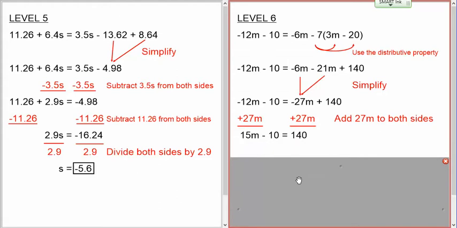That'll give me 15m minus 10 equals 140, because negative 12m plus 27m is 15m. The negative 10 just comes straight down. Negative 27m plus 27m is 0. That was the whole point. I wanted to get it off of this side and onto the other side. And then the plus 140 is still down here. It's positive 140.